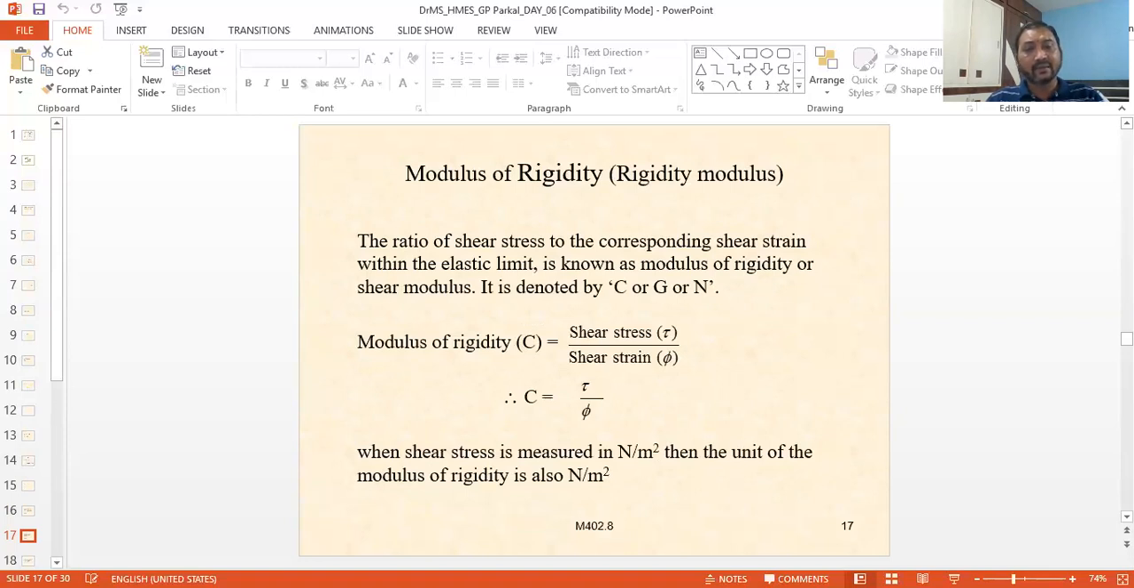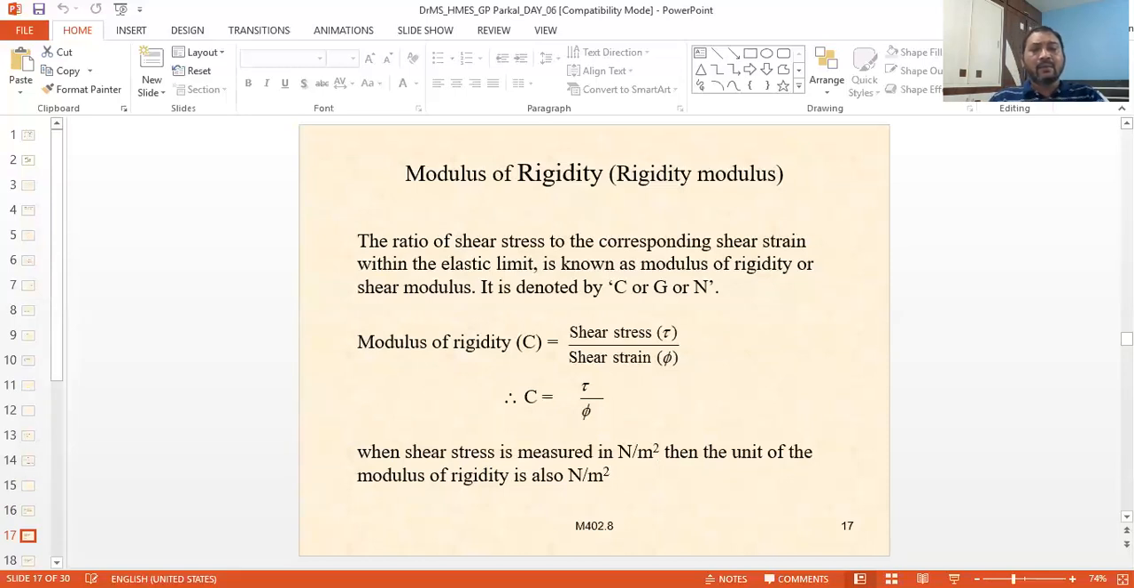Next one is the modulus of rigidity. It is also called the rigidity modulus. If a material has a higher modulus of rigidity, then the material is said to be rigid and is able to take more load without any deflection. It is generally expressed with the term C or G or N.